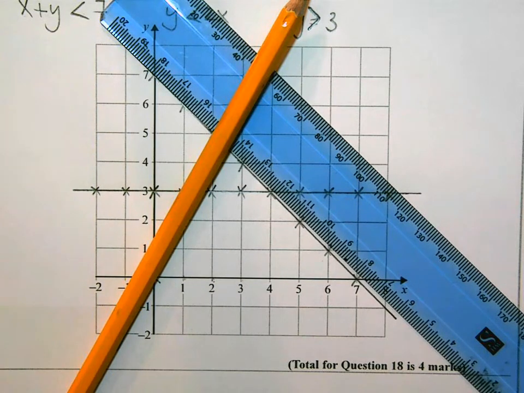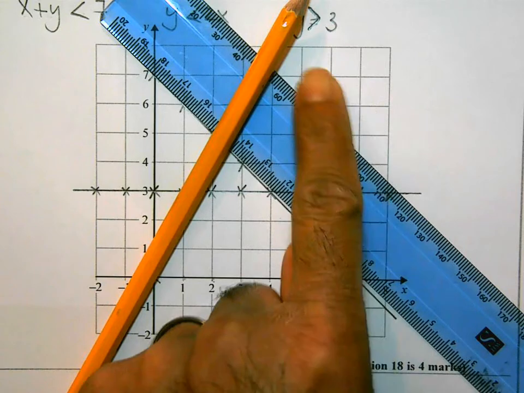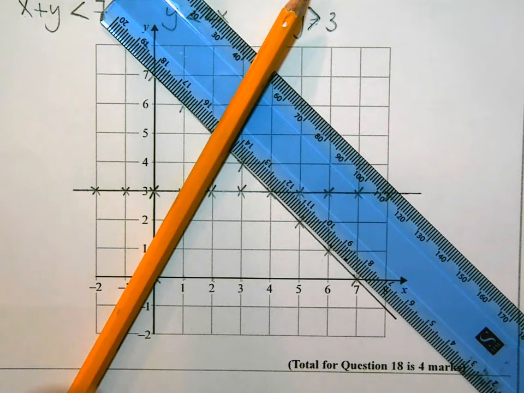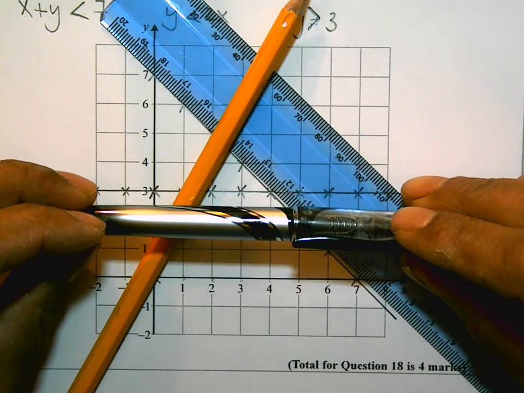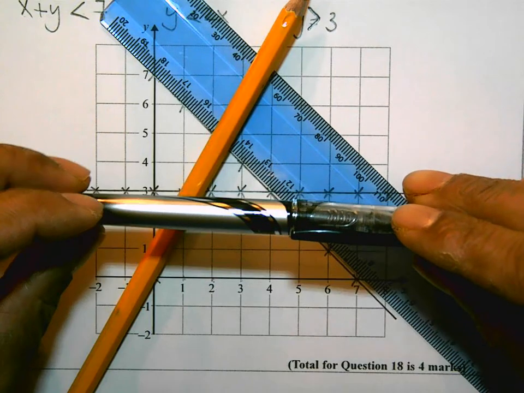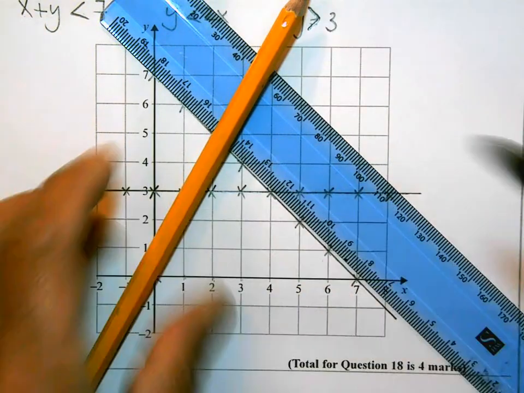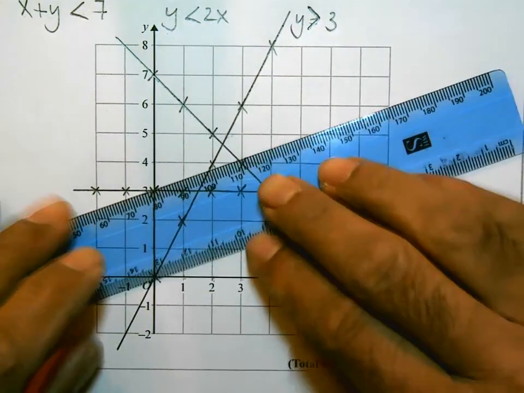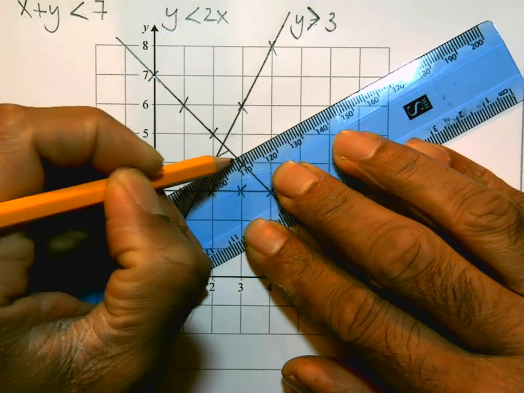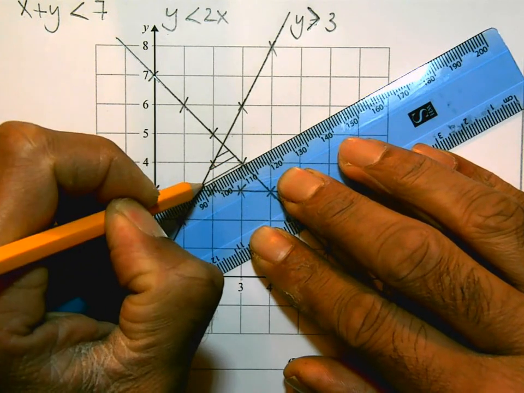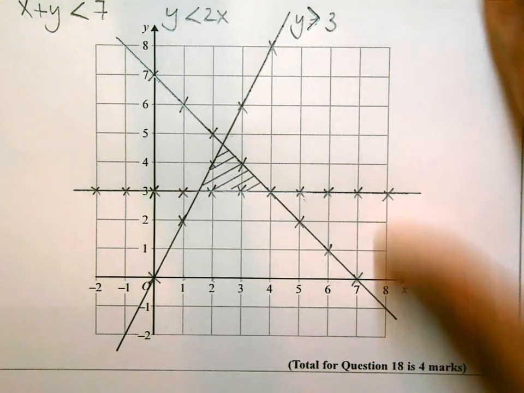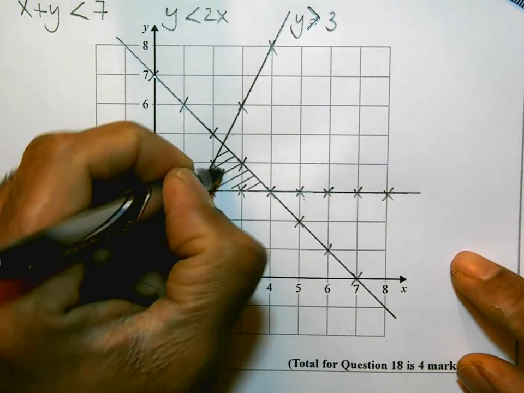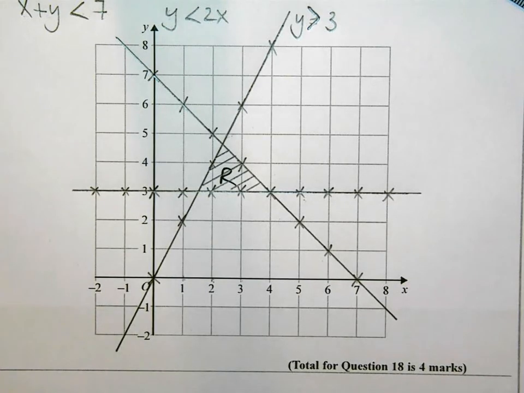The next bit was y is greater than 3. It's this line here, y = 3, but greater than means everything above it. So that means I'm just going to be left with this tiny triangle in the center, and that's the bit that they want me to shade. I'm going to go ahead and do that, and then make sure you label it R. If you're familiar with this topic, this shouldn't be a problem at all. You should be able to get to this stage, no problem, and get full marks. It's 4 marks for this part. Make sure you can do it and get all the marks for it.